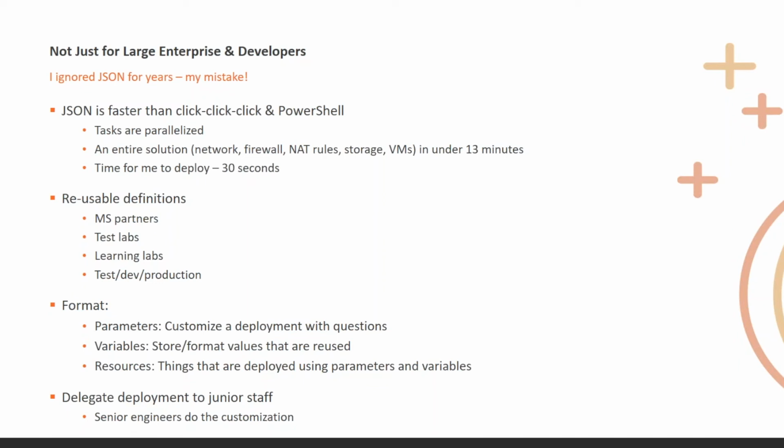Now, the JSON file itself has 3 sections. The first bit is parameters, and that's basically a set of questions. What would you like to call the virtual machine? What spec will the virtual machine be? What would you like the admin and the password to be?